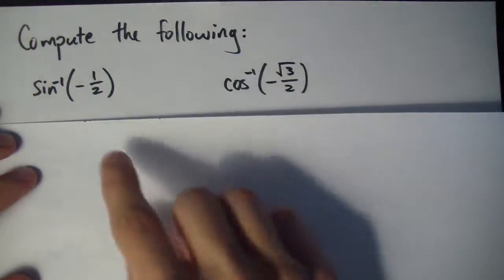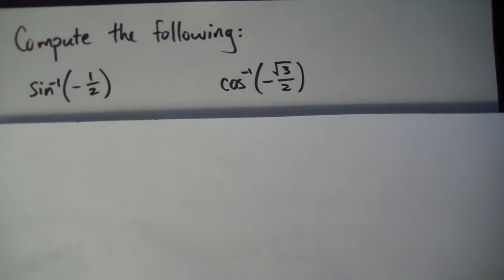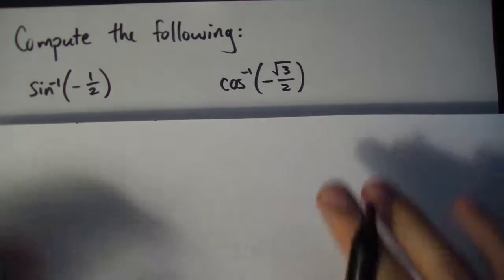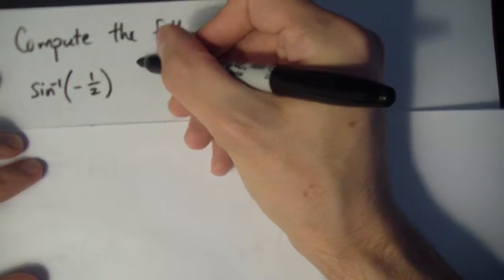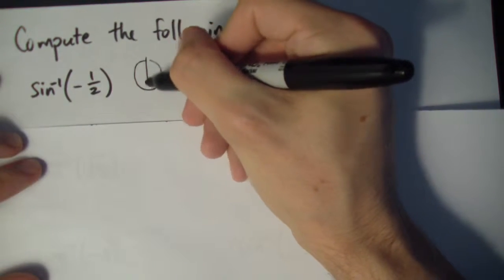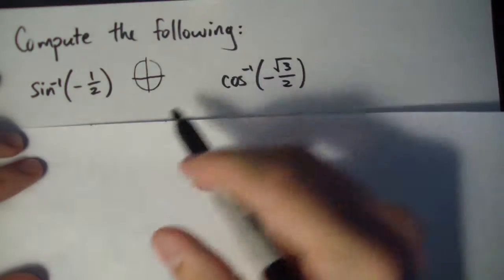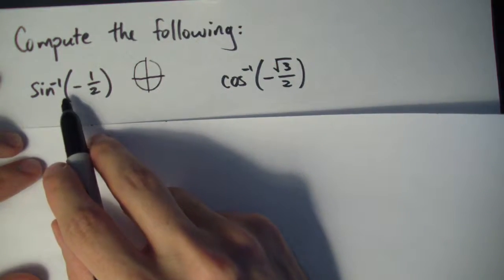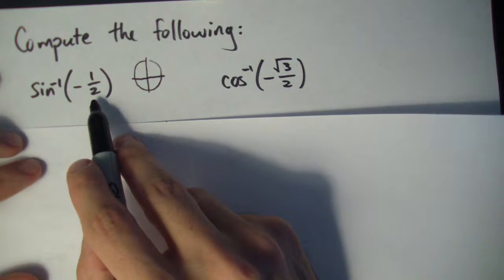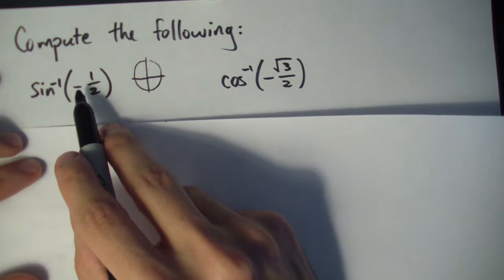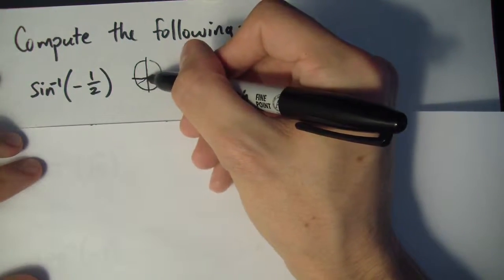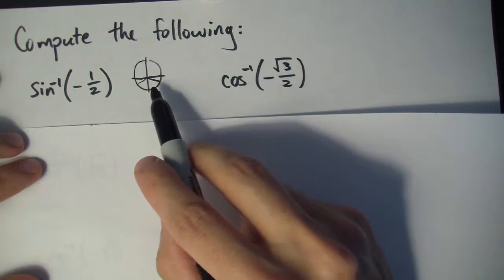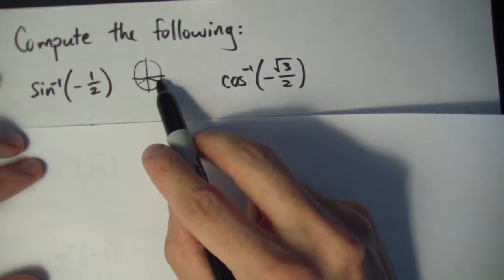So let's look at some examples. Suppose we're asked to compute inverse sine of minus a half. We can know this from the unit circle. One thing I like to do is draw myself a little unit circle to remind myself what I'm doing. Inverse sine of minus a half. I'm looking for an angle which has a sine of minus a half. So minus a half looks like this on the unit circle. So which of these do I want to take?